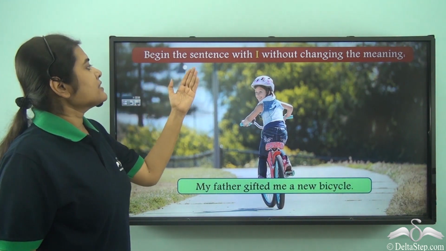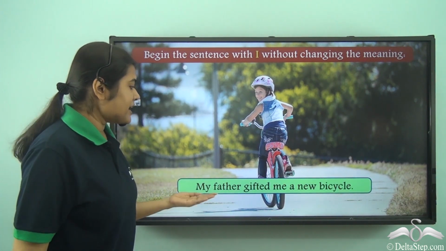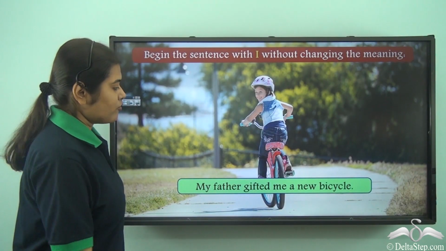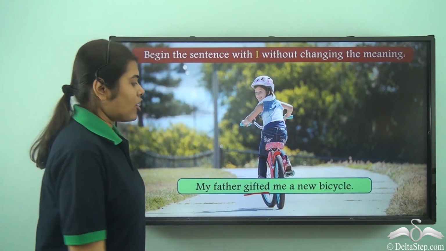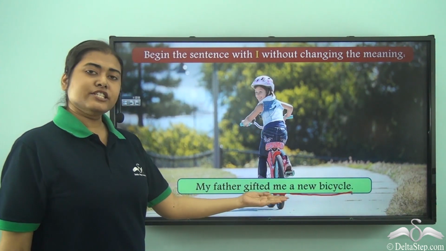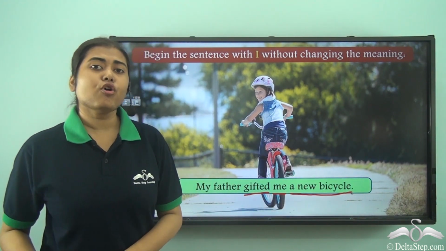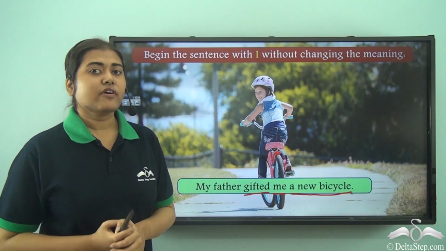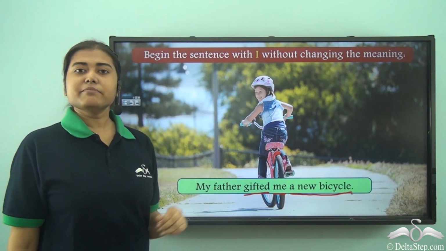Now, can you begin the sentence with I without changing the meaning? What is the sentence? My father gifted me a new bicycle. Now in this sentence, what do we see? We have the verb gifted and then the object is me and a new bicycle. So here the indirect object is me and the direct object is a new bicycle. So there are two objects. Now we know that me is the object pronoun of I. So if we turn this me into I, then our purpose will be solved.